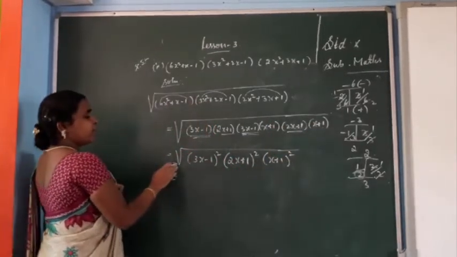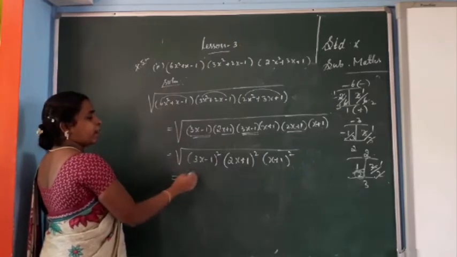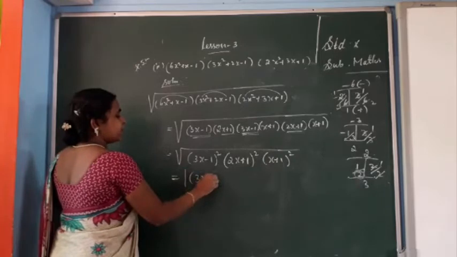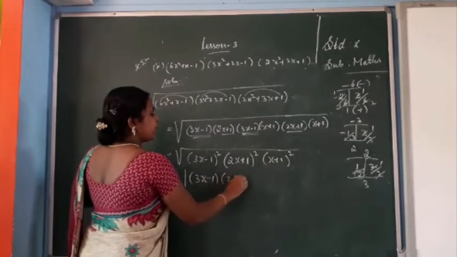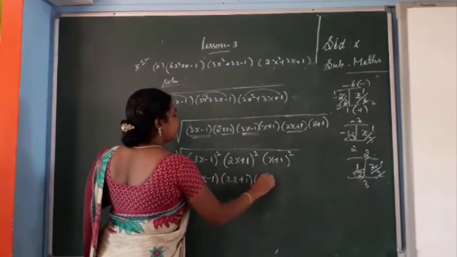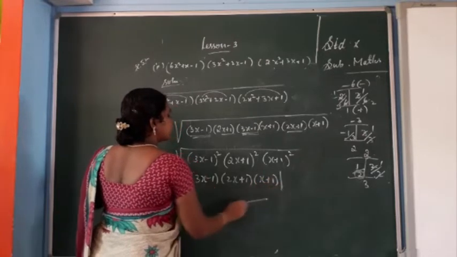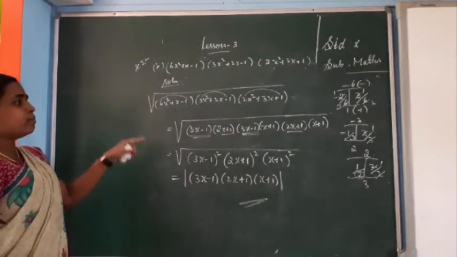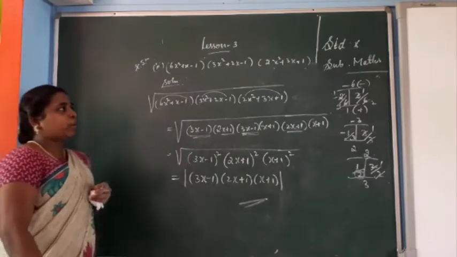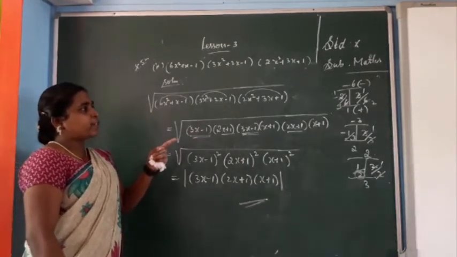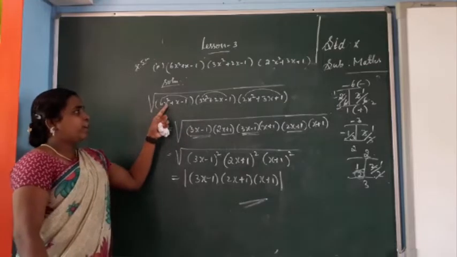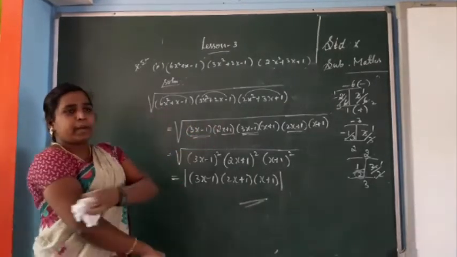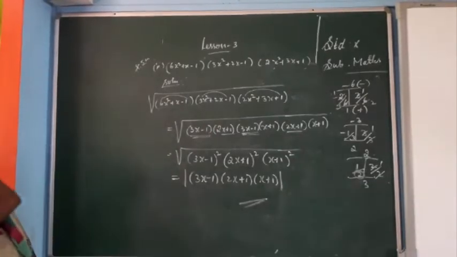Now we can remove the square root and the square. What do you get? Modulus of 3x minus 1 into 2x plus 1 into x plus 1. This is the answer. It's a very simple 5-mark problem. If you know factorization, you can complete this problem. When doing factorization you have to be careful. If the coefficient of x square is more than 1, you have to divide by that term.